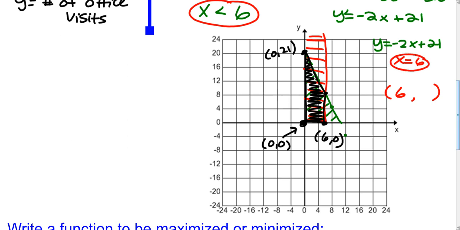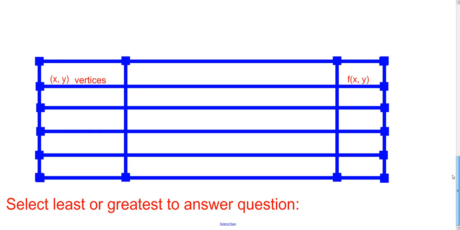If I go ahead and plug that in right there, then I have negative 2 times 6, which is negative 12, plus 21 gives me 9. Okay, so this coordinate right there is at 6, 9. Okay, so those are my corners of my feasible region. I'm going to go ahead and just list those in my table down here so that I can keep track of my information neatly.